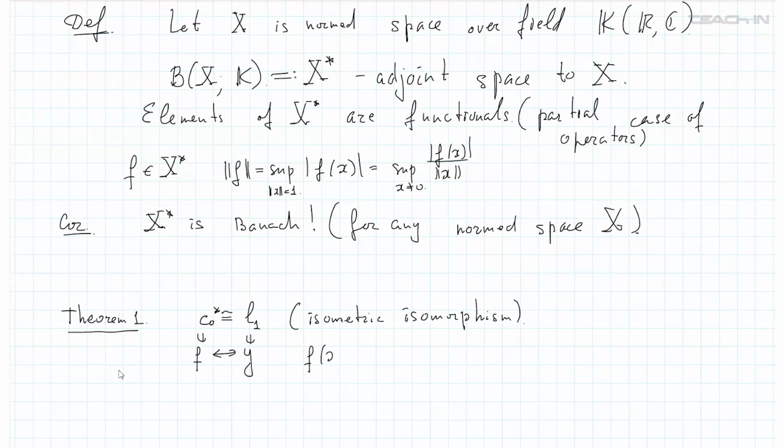The formula for the functional is the sum of x_k y_k, k from 1 to infinity. So we have an analytical description of our functional. We have an analytic formula, and the norm of f coincides with the norm of element y in l1. So for functionals in a concrete space, we usually have a more convenient method to calculate the norm, if we know the isomorphic space.